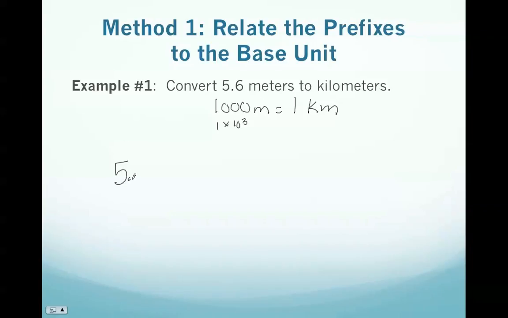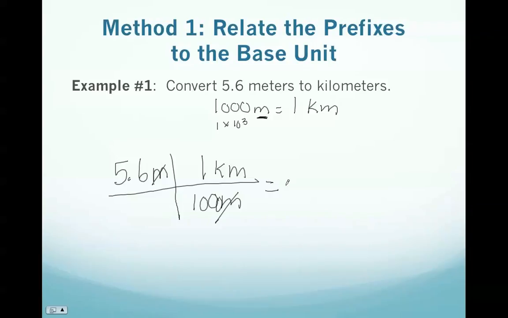Just like in our previous lesson, you start with whatever you are given. So I'm starting with 5.6 meters. If I start with meters, I have to place the meters down below. Remember, I'm not just picking whatever is a 1 and placing it down below. It's based on my units. So 1,000 meters is equal to 1 kilometer. We're going to cross out our meters, so we're left with kilometers. And then when I solve that, I get 0.0056 kilometers. And because I had 2 sig figs there, I leave my 2 sig figs in my answer.